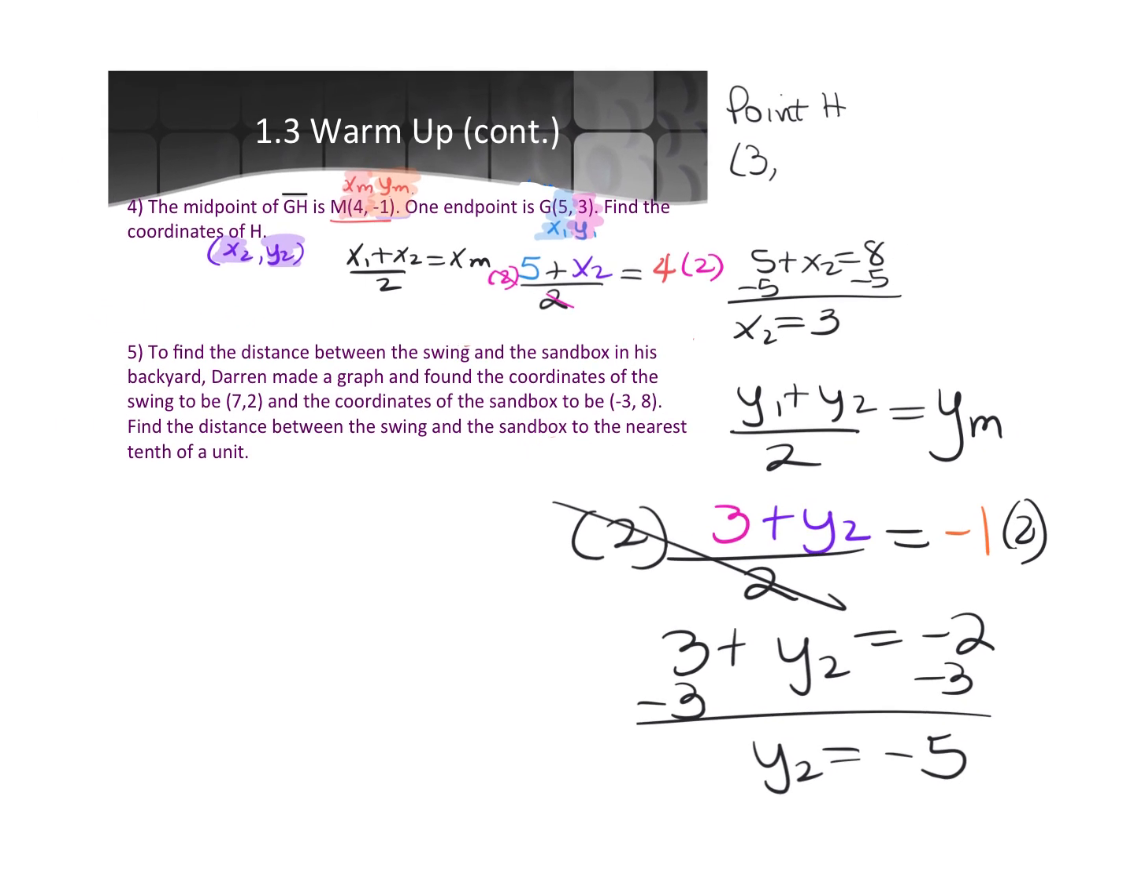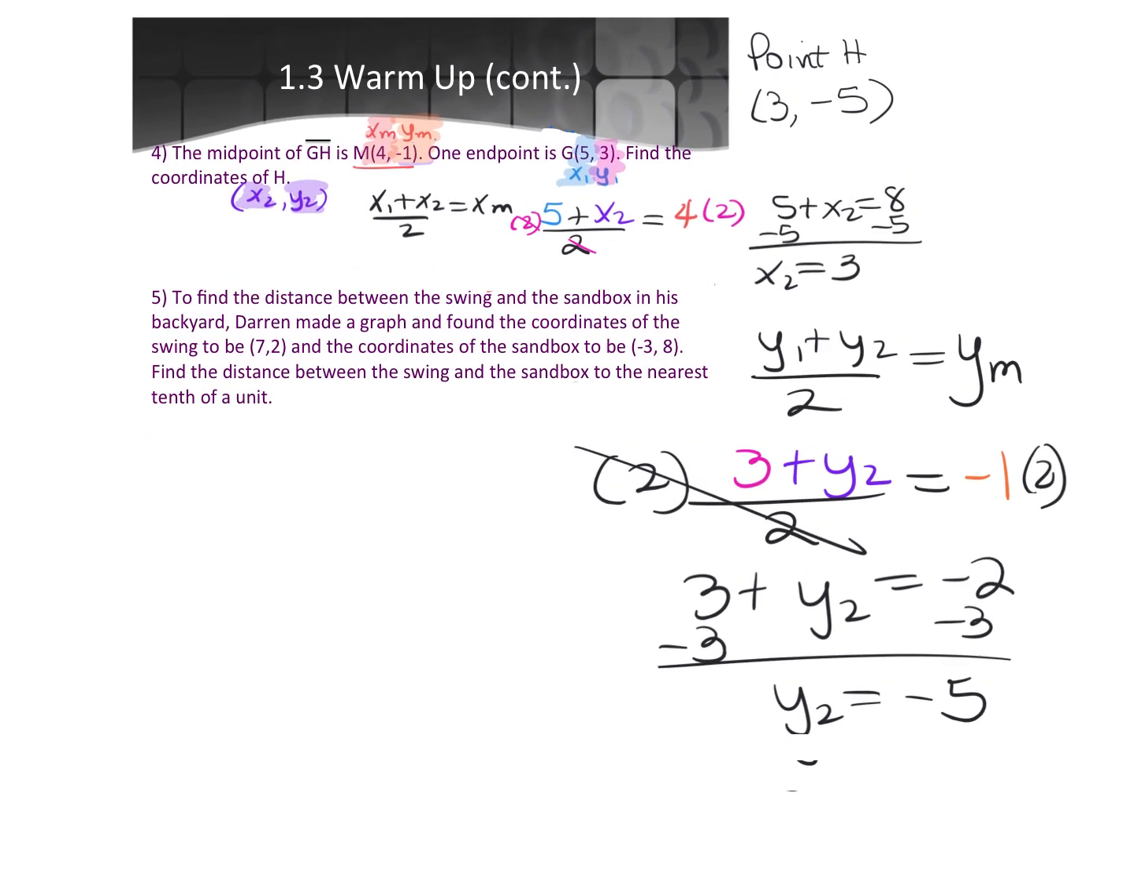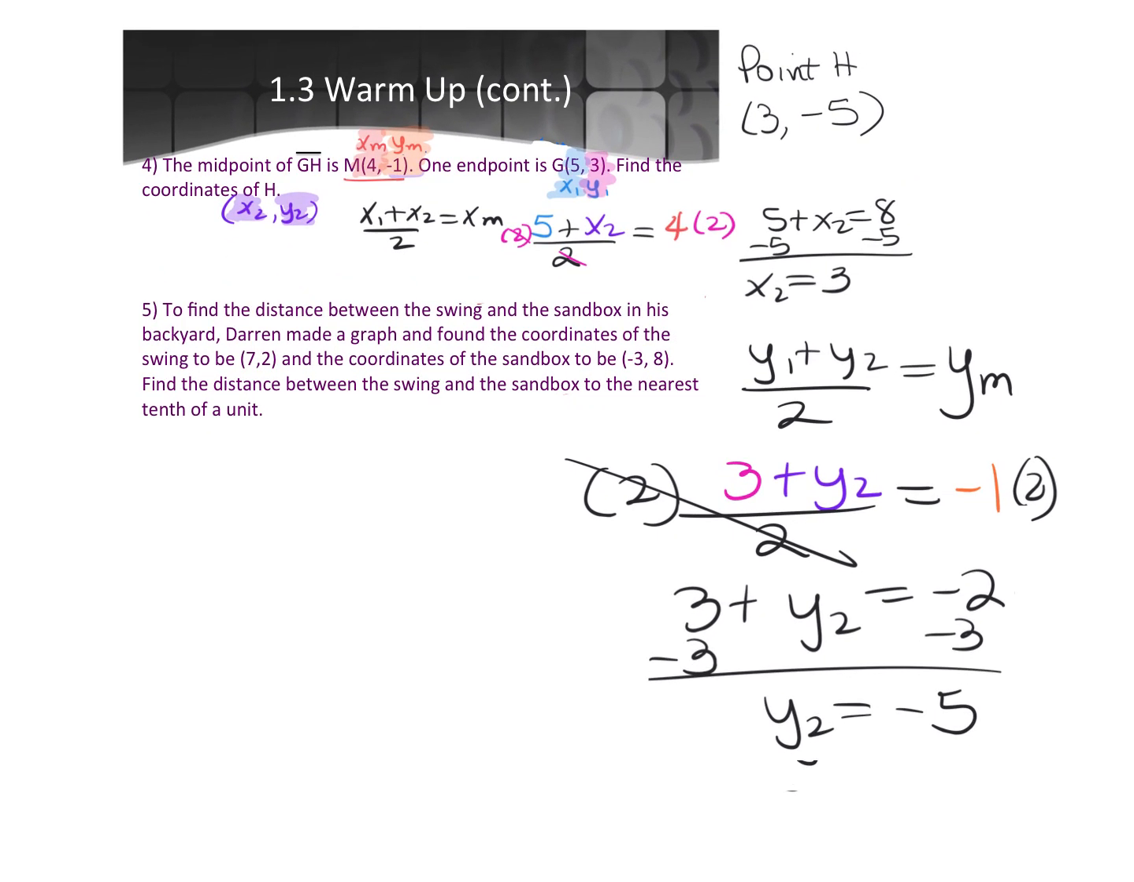So the answer to this question is a coordinate. So it's the ordered pair 3, -5. Be able to do this tomorrow. Now, as far as the distance question tomorrow goes, it's not going to be a word problem. I'm just going to give you 2 ordered pairs and ask you to calculate the distance between them.